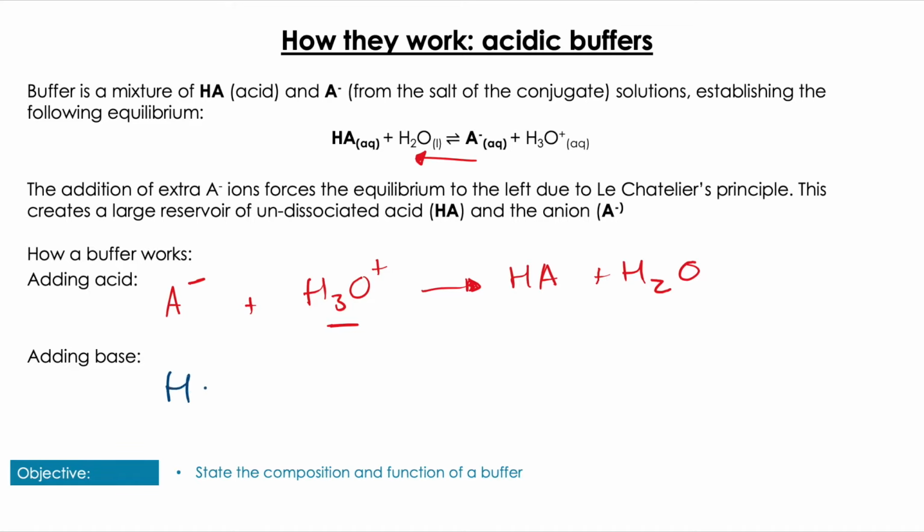Here, we're going to add OH-. Adding OH- will react with HA, which will move to the right-hand side and form A- and H2O. Once again, showing that adding base will be neutralized, at least small amounts, and so therefore we can say that it would resist the change in pH.